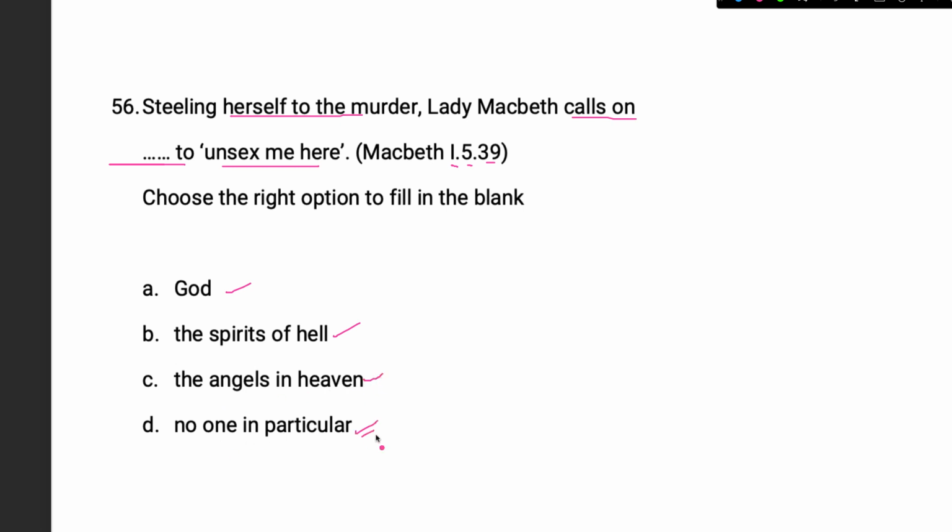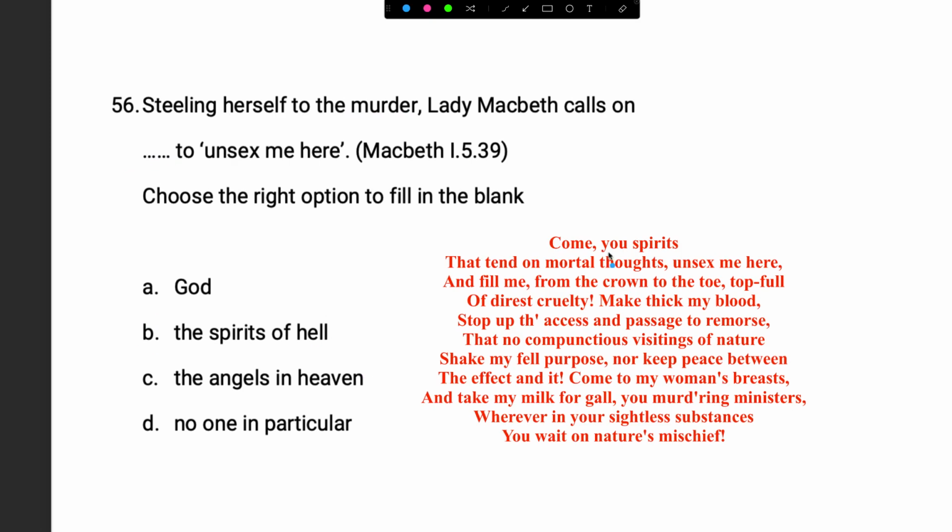These kinds of questions are easy to guess, as she is steeling herself, preparing herself for murder. The person who is trying to do something evil certainly invokes evil spirits. So as a matter of fact, Lady Macbeth is invoking the spirits of hell. So spirits of hell should be there in the blank. "Come, you spirits that tend on mortal thoughts," and she urges herself to be unsexed. Unsexed means her feminine attributes should be removed.